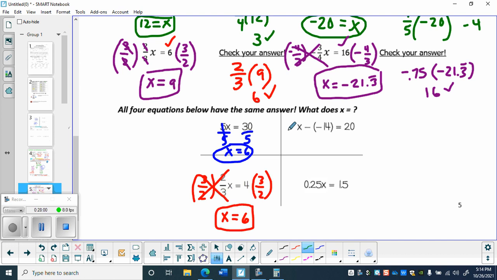All right, now for this one. Let's go back to that previous video. When you see a double negative, you should catch right from the beginning that that's really a plus. If you're not subtracting 14, you must be adding 14.